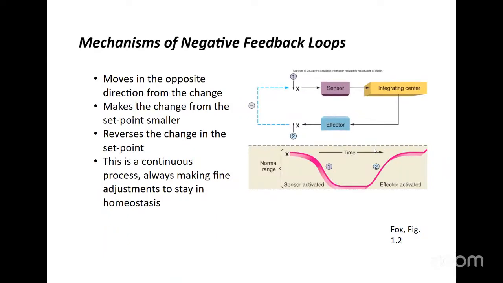So negative, moving in opposite direction from the change. We're making that error signal smaller, we're making the difference from the set point smaller, we're reversing the change from the set point, however you want to think about it. These are really all kind of saying the same thing. We're trying to go back to normal when we're thinking about a negative feedback loop. And this is happening constantly in your body. We're always kind of fine-tuning adjustments. You're always doing stuff that puts you into a different external environment, right? And your body's going to have to adjust to maintain homeostasis.